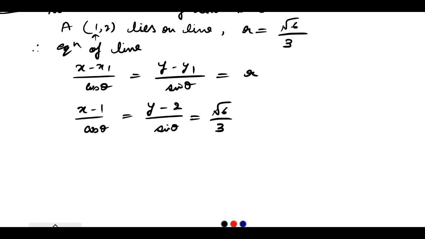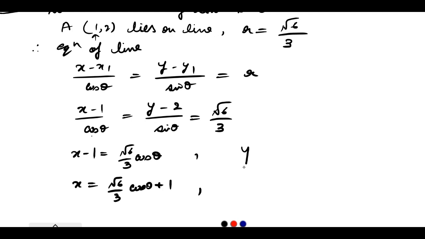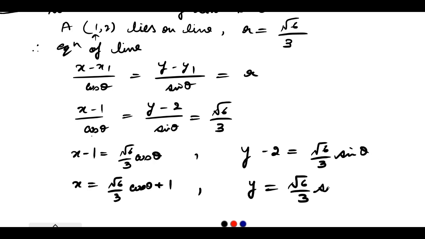It means for every point on that line, x minus 1 is equal to under root 6 by 3 cos theta, so x is equal to under root 6 by 3 cos theta plus 1, and y minus 2 is equal to under root 6 by 3 sin theta, means y is equal to under root 6 by 3 sin theta plus 2. This is a general point on that line.